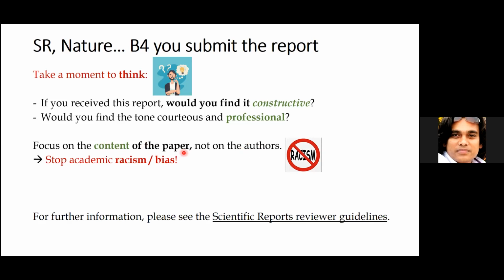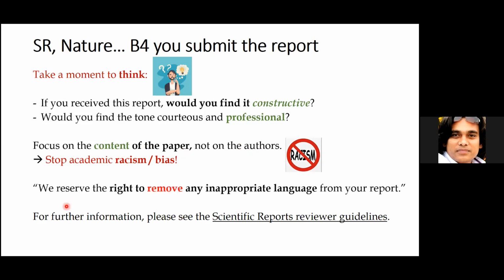And finally, we reserve the right to remove any inappropriate language from your report. That means that if reviewers write any bad word or strong inappropriate word, then the editor or editor-in-chief can remove those inappropriate words from that.